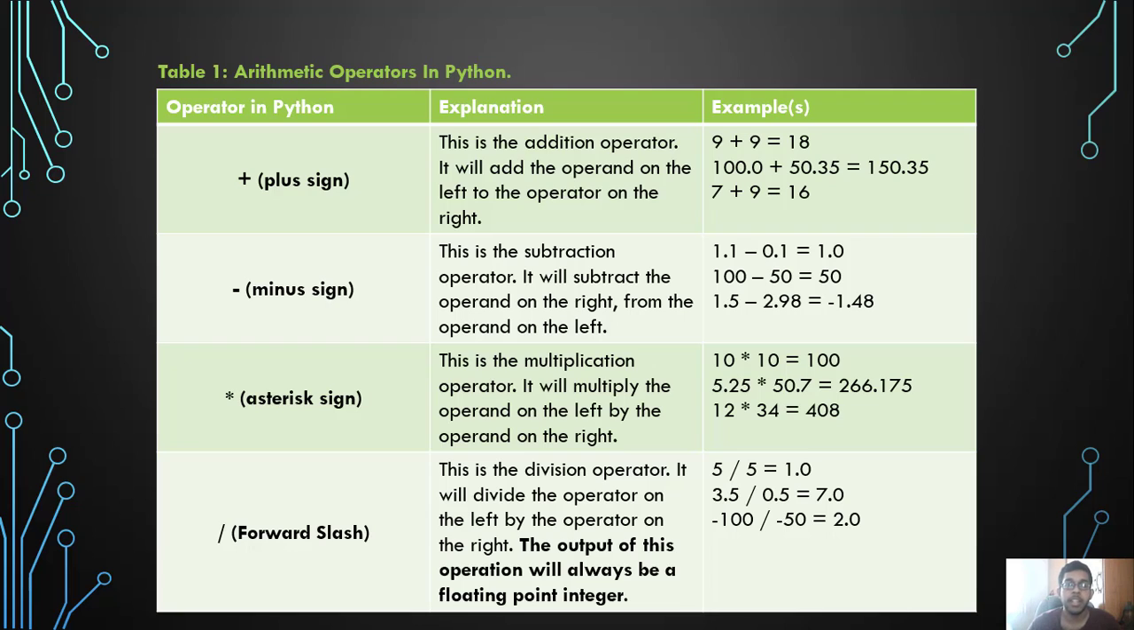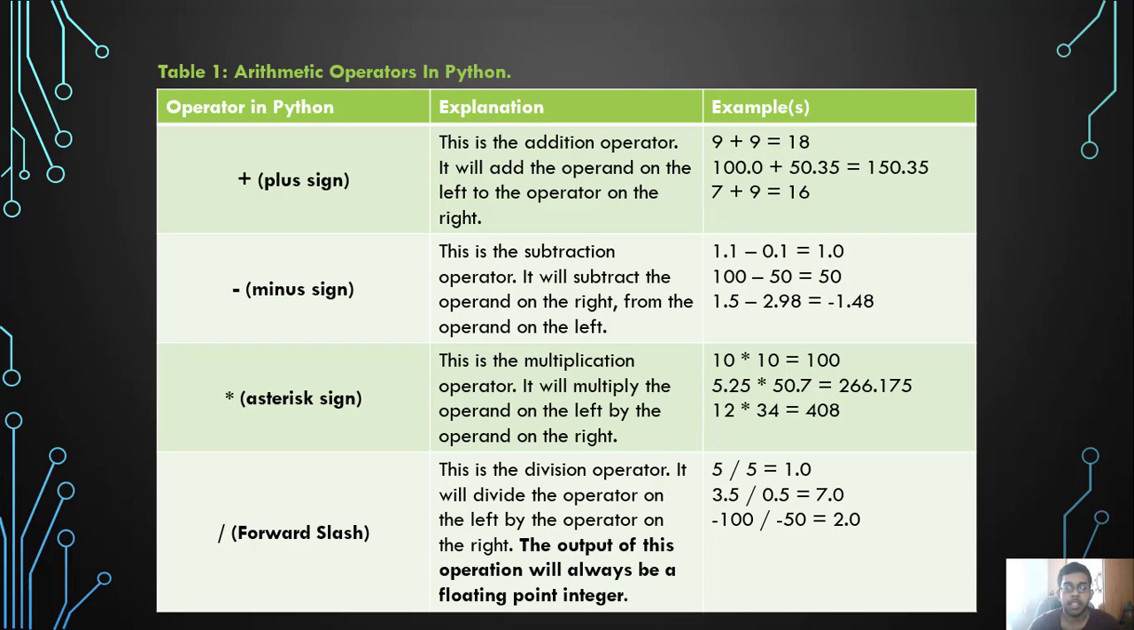Asterisk sign. This is the multiplication operator. It will multiply the operand on the left by the operand on the right. 10 times 10 is equal to 100. 5.25 multiplied by 50.7 is equal to 266.175. 12 multiplied by 34 is equal to 408.